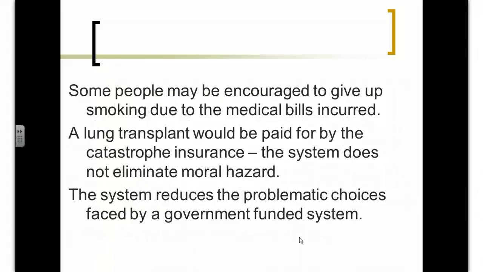So can we invert and turn that around? Some people may be encouraged to give up smoking due to the medical bills incurred. They actually see the cost coming out of their own account.